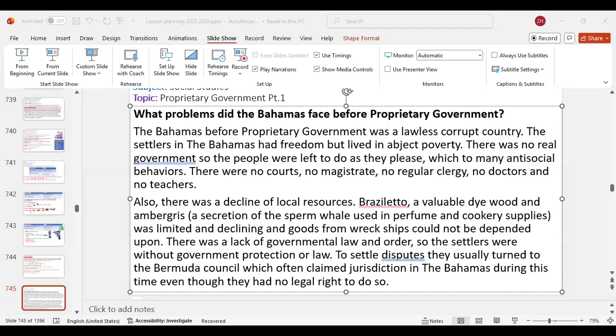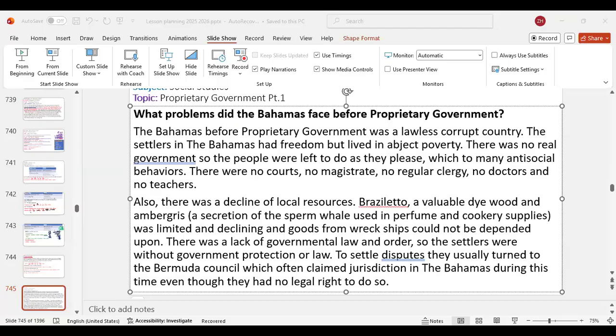And Woodes Rogers, he's the one who got rid of all the what? Pirates. Yeah, pirates and privateers. He's the one who got rid of all the pirates. So things didn't really change until Woodes Rogers.